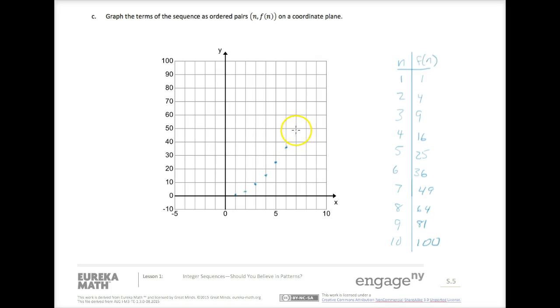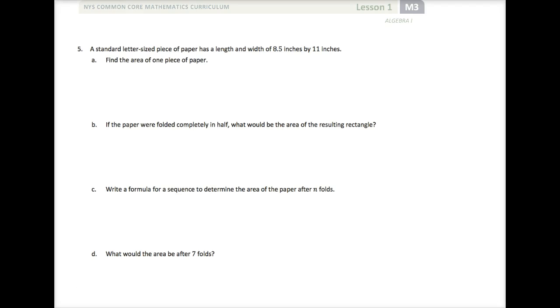7 gives us 49, that's easy to find. 8 gives us 64, about here. 9 gives us 81. And 10 gives us 100. Again, we don't have a straight line path, so when we're dealing with powers and multiplication, things change. Now we're going to finish with student page 6.